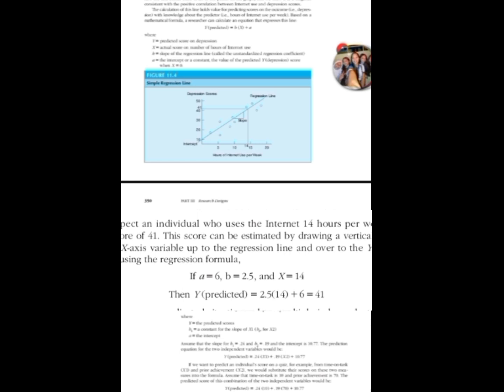This score can be estimated by drawing a vertical line from the score for the x-axis variable up to the regression line and over to the y-axis variable. Alternatively, using the regression formula, if a equals 6, b equals 2.5, and x equals 14, then y predicted equals 2.5 times 14, which is 35, plus 6 equals 41. That's how we solve it.